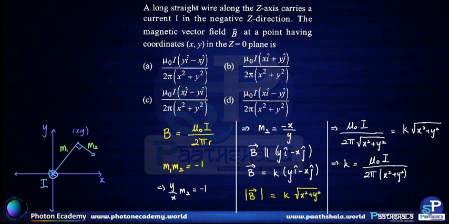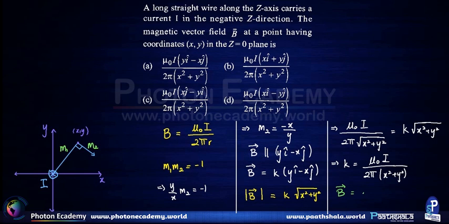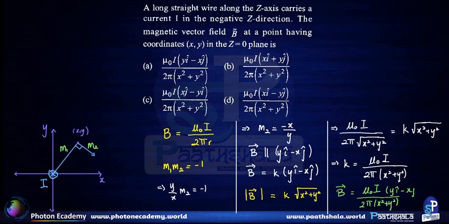And hence we have B vector is equal to mu naught I by 2 pi into x square plus y square, into y i cap minus x j cap. And this aligns with option A, and hence option A is the answer.